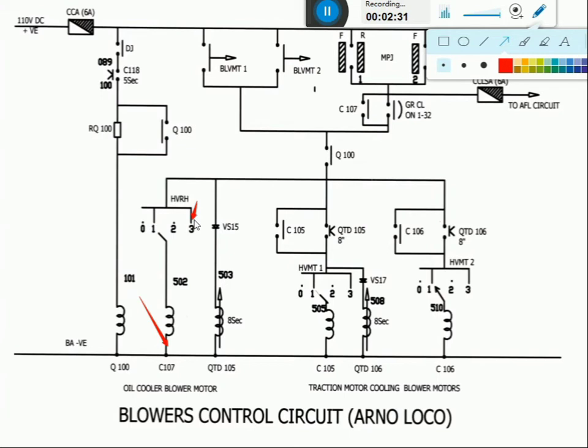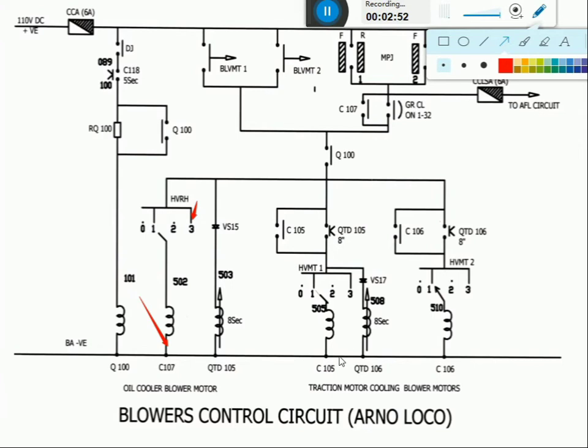Then the contactor flexibility you have to check. Any pit marks or weld marks we have to clean. Still if C107 is not closing, we can wedge the C107 contactor. In EM contactors, a maximum of 2 contactors can be wedged.